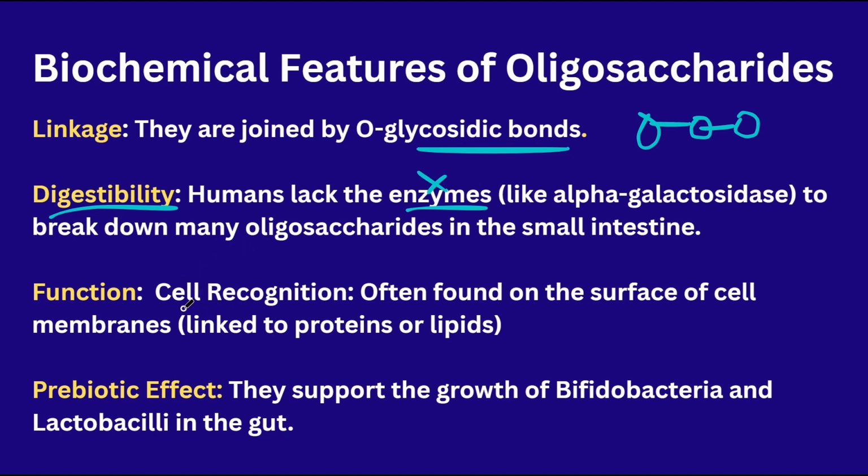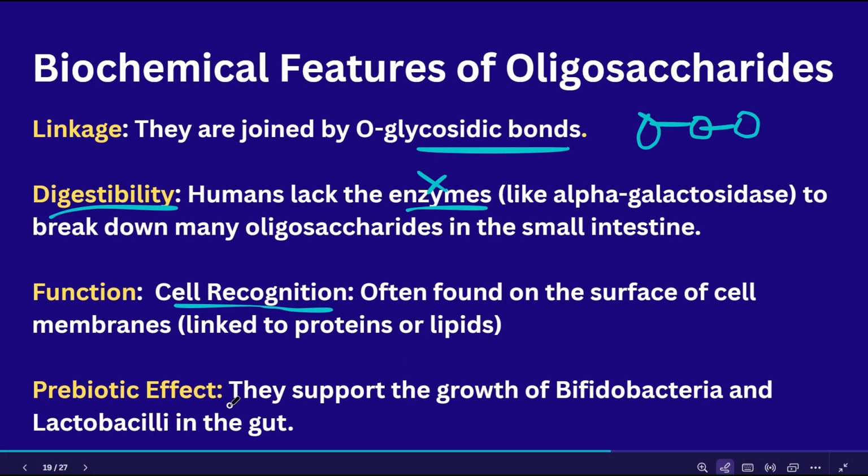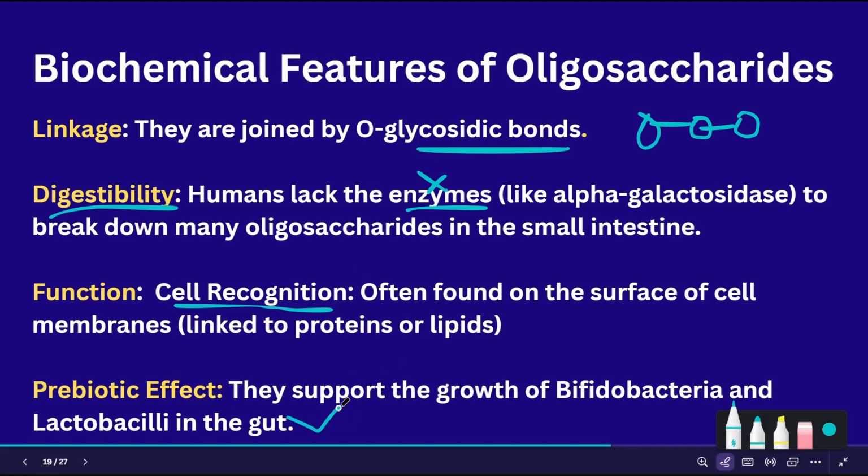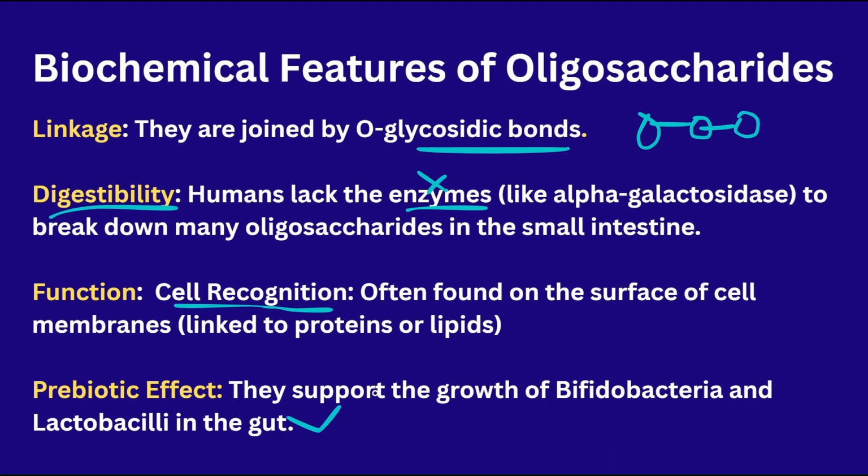The main functions are that these oligosaccharides are helpful for cell recognition. They are mostly helpful for our brain and also nerve functions. Next, they are helpful for our gut because in our gut there are good bacteria. These good bacteria grow with the help of oligosaccharides by digesting them. The bacteria are bifidobacteria and lactobacilli.